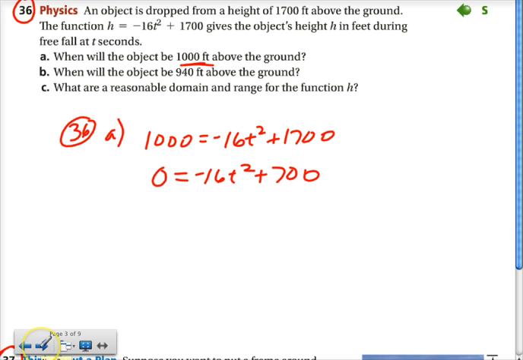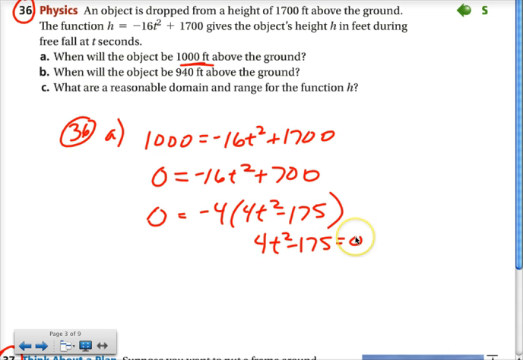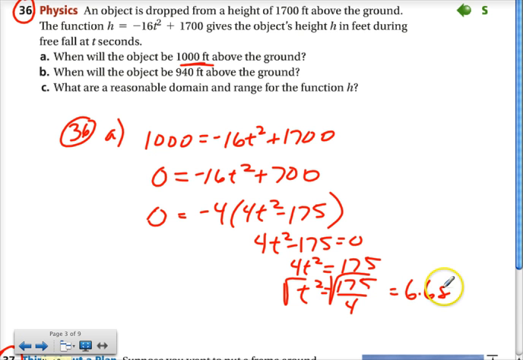Now this one you could do a little factoring on, not a whole lot. You could pull a -4 out of this and get 4t squared minus 175. And then we actually could solve this one with algebra because we want to know when is 4t squared minus 175 equal to 0. So you'd add 175 to both sides, then you would divide both sides by 4, and then we would take the square root. And because this is a word problem, we would go ahead and just do the positive square root of this. And that comes out to 6.6 seconds.